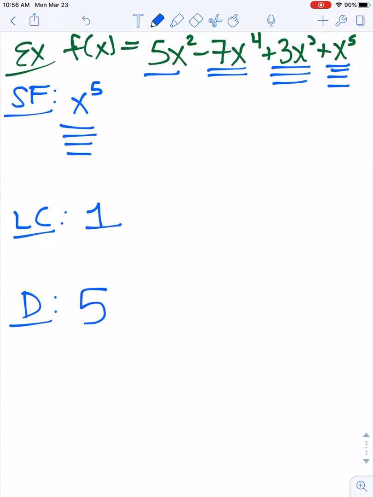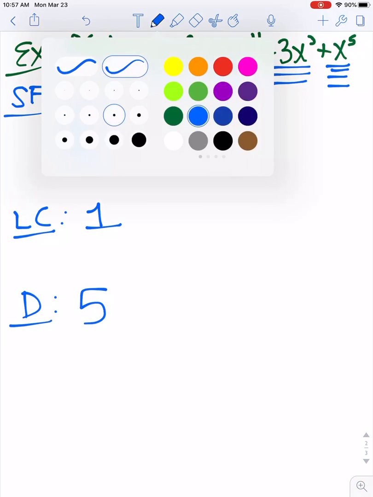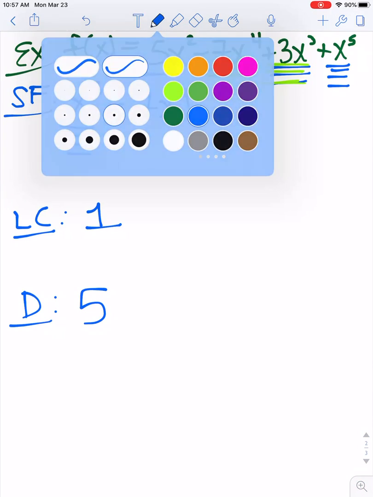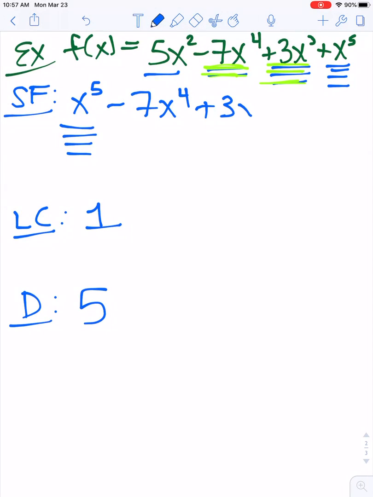So we have an x to the 5th. I'm going to look for an x to the 4th term next. I can see that I have one right here. So I have a negative 7x to the 4th. So that's our next term. I'm going to look for an x cubed term. I can see I have a positive 3x cubed here, so that will go next. And last but not least, we have a 5x squared, so that's our last term in our polynomial.